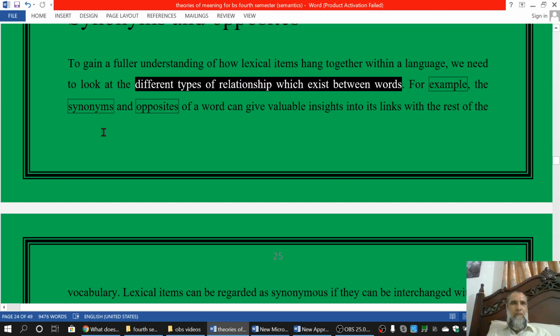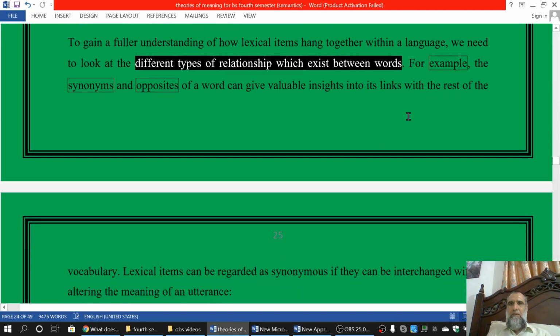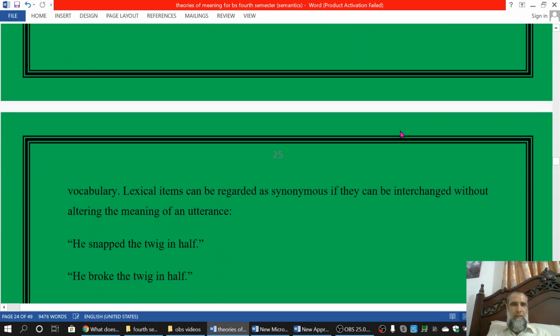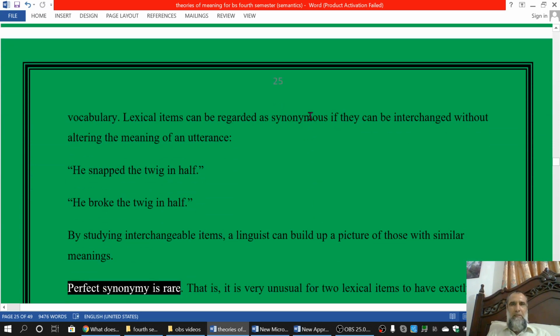For example, synonyms and opposites of a word can give valuable insights into its links with the rest of the vocabulary. مثلاً synonyms اور opposites یا antonyms, ان کا جو ریلیشن شپ ہے یہ ہمیں سمجھ دیتا ہے کہ اس کا لنک باقی ووکیبلری کے ساتھ کیا ہے. لیکسیکل آئٹمس کین بی ریگارڈڈ ایز سینونیمس. دو الفاظ سینونیمس تب ہوتے ہیں if they can be interchanged without altering the meaning of an utterance.